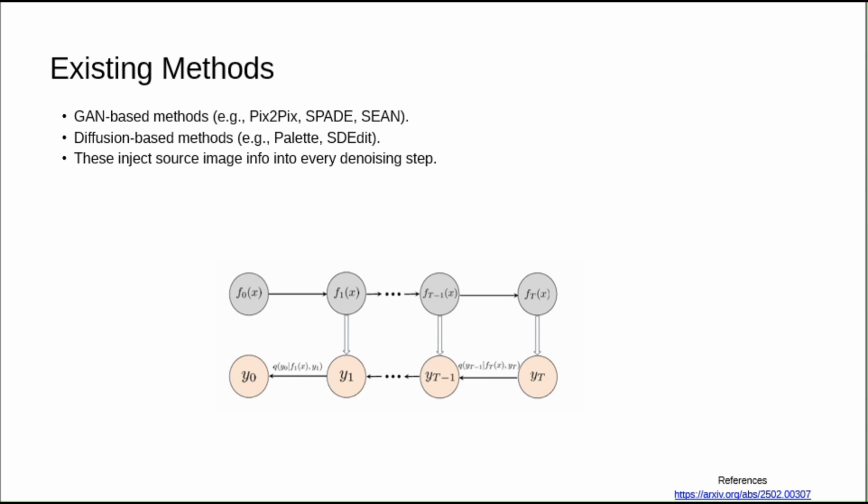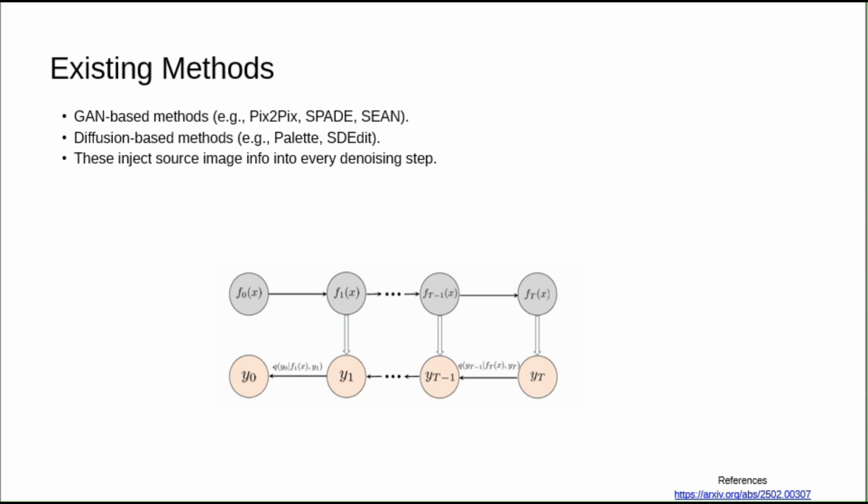Now let's look at how this task is typically approached. Broadly, existing methods fall into two families, GAN-based and diffusion-based models. GAN-based methods like pix2pix, SPADE and SCENE use adversarial training where a generator learns to produce realistic outputs that can fool a discriminator. These methods are fast and powerful, but suffer from instability, mode collapse, and difficulty in capturing fine-grained details. Whereas diffusion models, including recent advancements like Palette and SDEdit, offer much more stable training and superior sample quality. These models work by gradually adding noise to an image and then learning to reverse this step-by-step process.